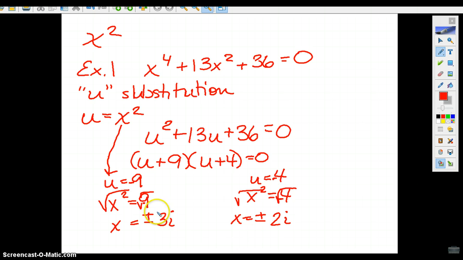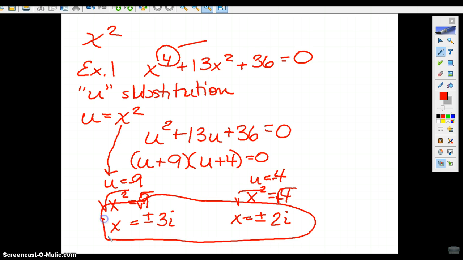Okay. So this looks like we have 4 answers. We have a positive 3i, a negative 3i, a positive 2i, and a negative 2i. And we are supposed to have 4 answers. If you look back at the original, the degree, the highest exponent of our polynomial, is 4. 95% of the time, if it has a degree of 4, it should have 4 answers. And there's your 4 answers.